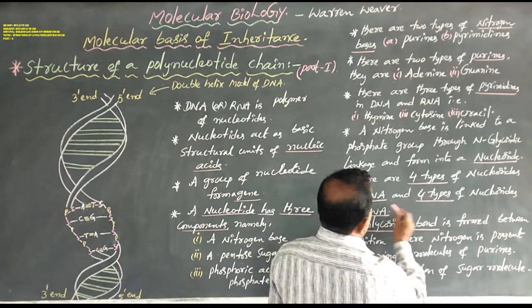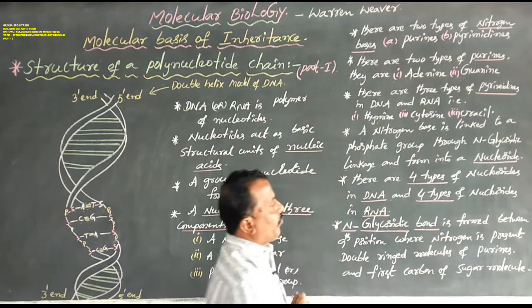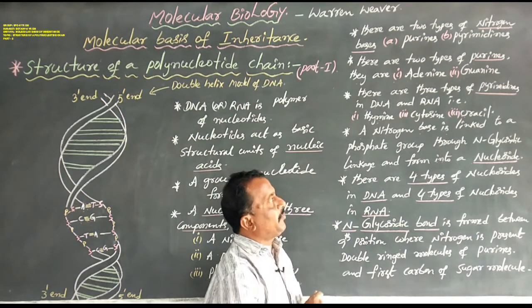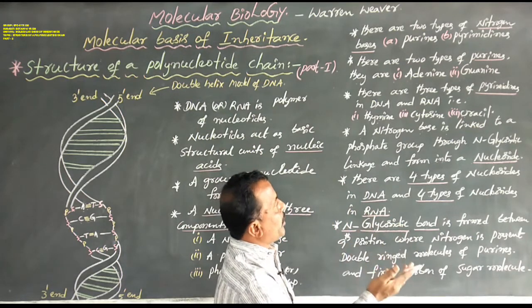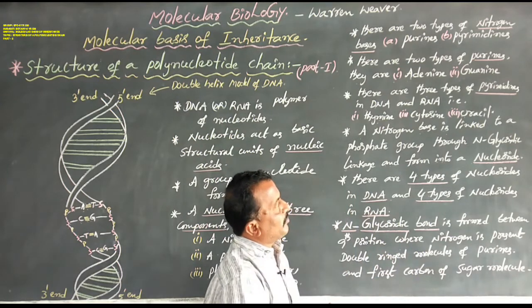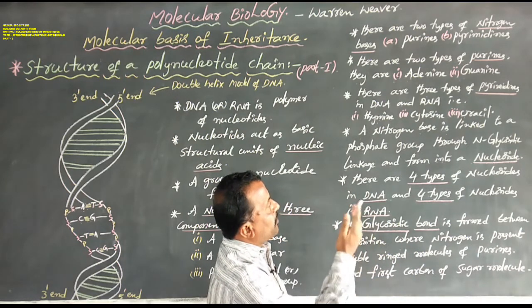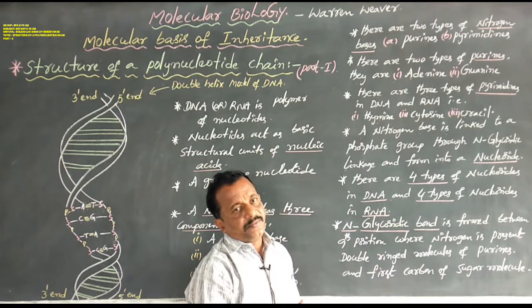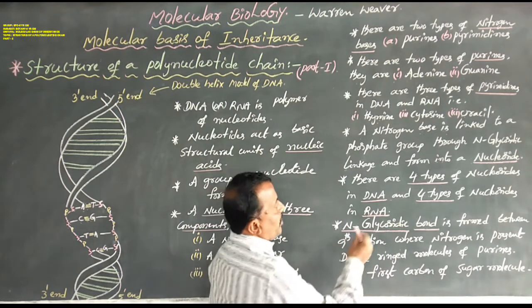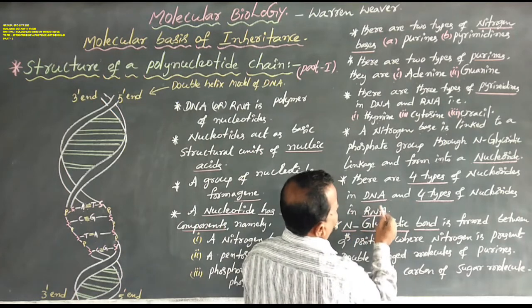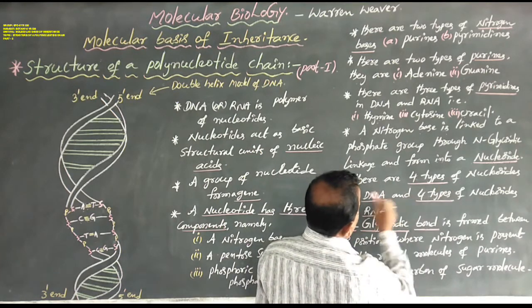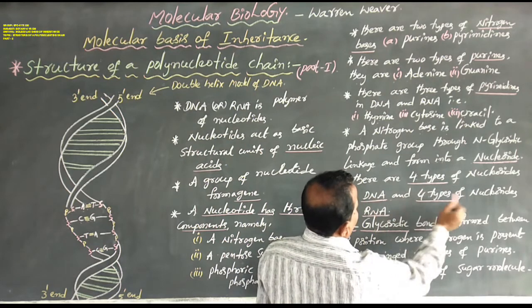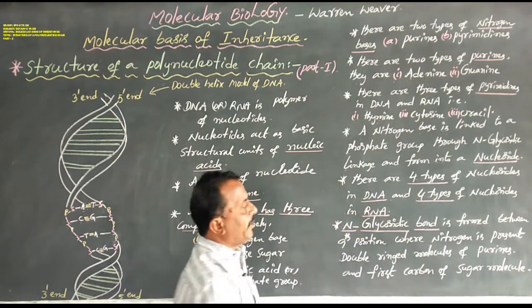And there are four types of nucleosides in RNA. That is adenosine, guanosine, cytidine, and uridine. So these are the four types of nucleosides in RNA. Okay, now there are four types of nucleosides in DNA and four types of nucleosides in RNA.